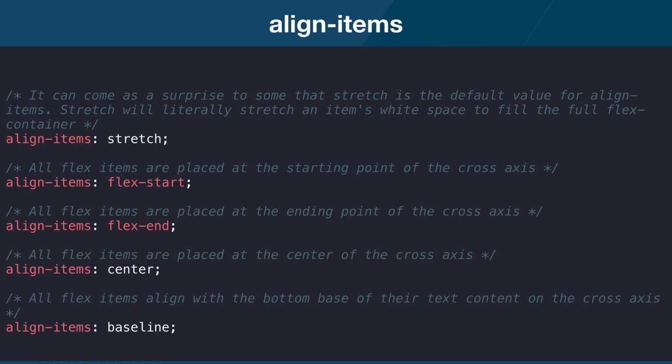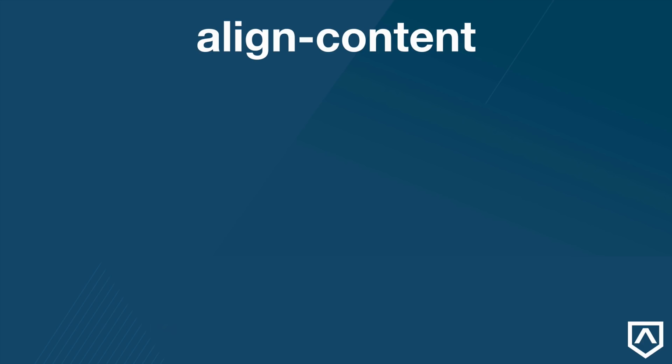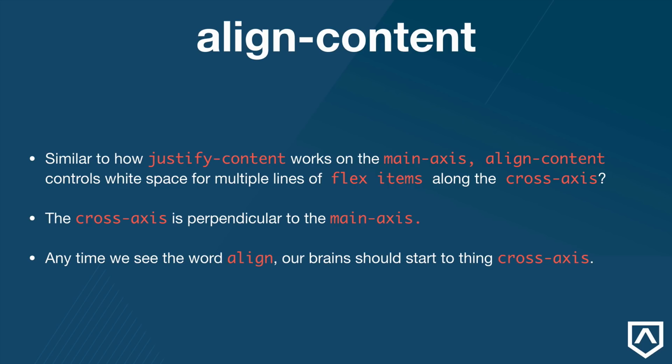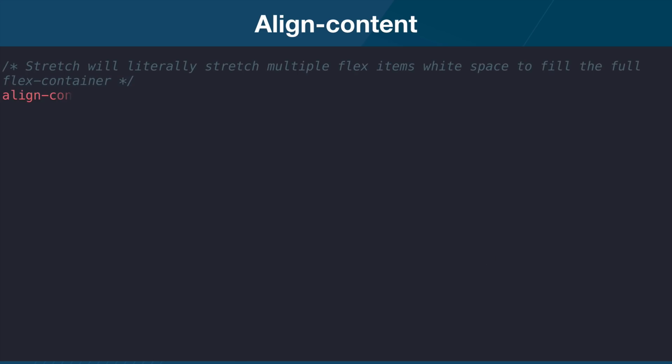So now that we know a little bit about how we can get things to flow within our containers, cross axes and main axes, let's look at align-content. Align-content is similar to how justify-content works on the main axis, but align-content controls white space for multiple lines of flex items across the cross axis. The cross axis, remember, is perpendicular to the main axis. Anytime we see the word align, we should start to think cross axis. So let's see what we have with align-content. The default, once again, will be stretch.